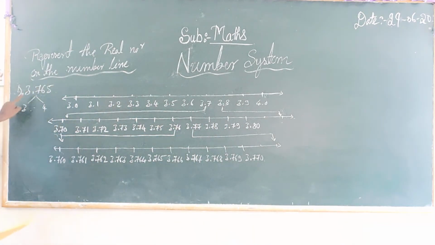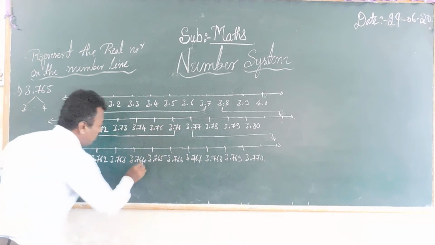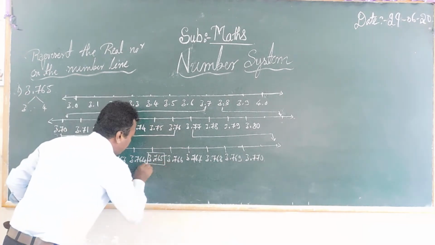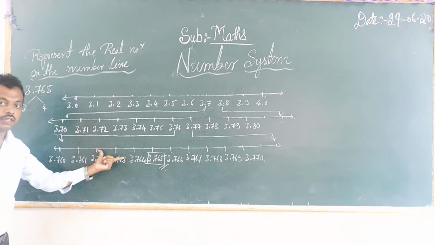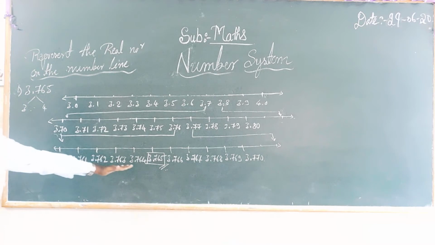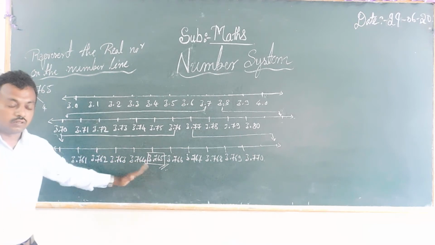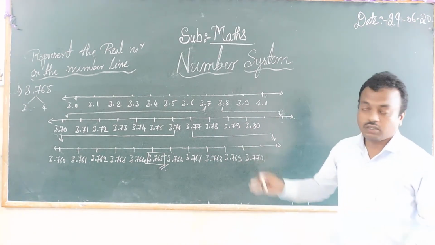Now, our question is 3.765. Where is it? 3.765 is there. Okay. 3.765 is the real number, and we have to represent it on a number line. So like this problem, we have to draw using this method. Okay. Next, we have to discuss the next concept.